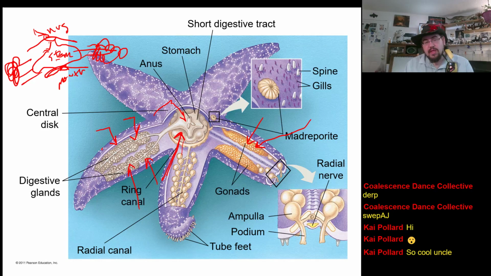Now, to feed, a starfish's mouth is really too small to take in any real nutrients. So, what happens is the mouth opens up a little bit.